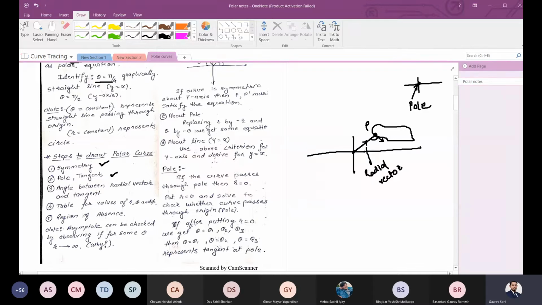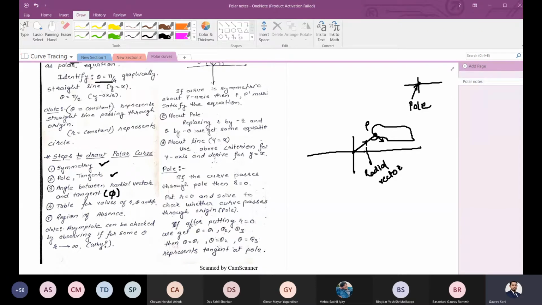The next point is a table for the values of r, theta, and phi. What is this phi? Phi is nothing but the angle between the radial vector and the tangent vector. And the last one, the region of absence. So these 5 points we need to discuss.